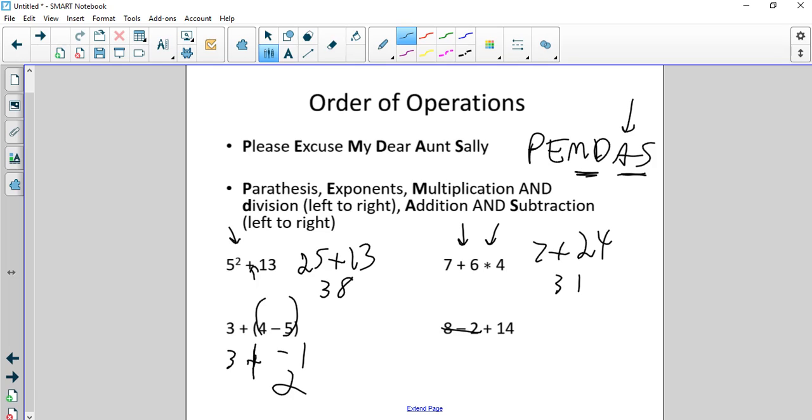Now, if the 2 and 14 were in parentheses, like so, then yes, we would do 14 plus 2 and subtract it from 8. But we're not doing that. We're only subtracting the 2. So therefore, we do 8 minus 2 first, which is 6, plus 14, and then 6 plus 14 is 20. Final answer.